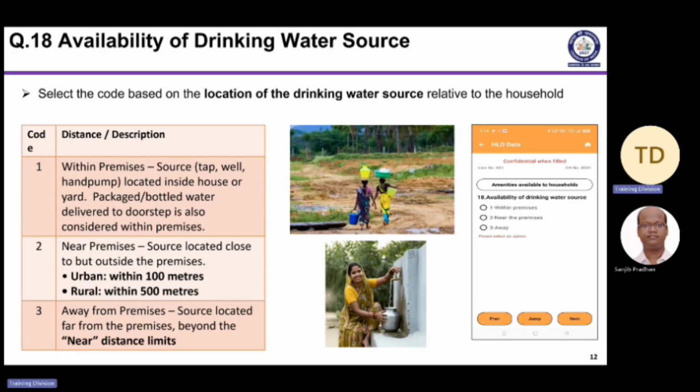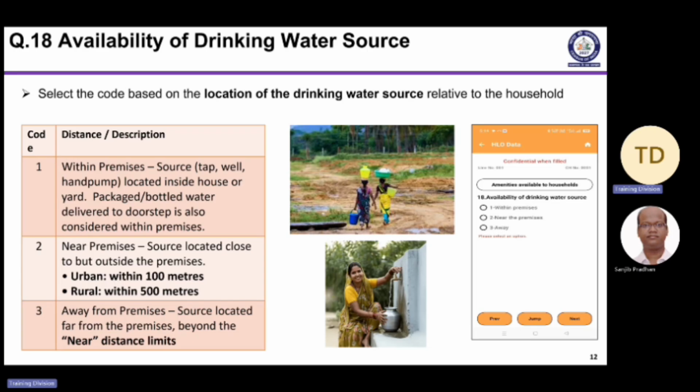Once we have decided what the household's main source of drinking water is, we will ask whether that source is in your premises, near the premises, or away from your premises. This is our next question: availability of drinking water source. That is within the premises, near the premises, and away. This is why we learned the definition of premises, to code this. Each definition comes into play for each question.